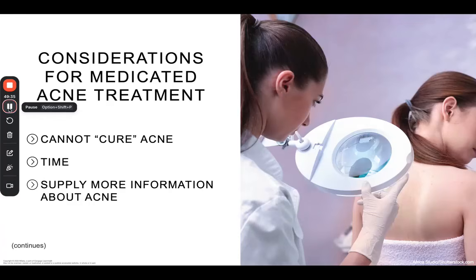Other considerations for medicated acne treatments. For one, you cannot cure acne, but you can help control the breakouts. So doing things like recommending the best home care products, including ingredients that have benzoyl peroxide or vitamin A, is going to be great for your clients. Remind your clients that treating acne and getting it to have a better appearance does take time. You can also give them information about acne so that they can better understand what's going on with their skin.